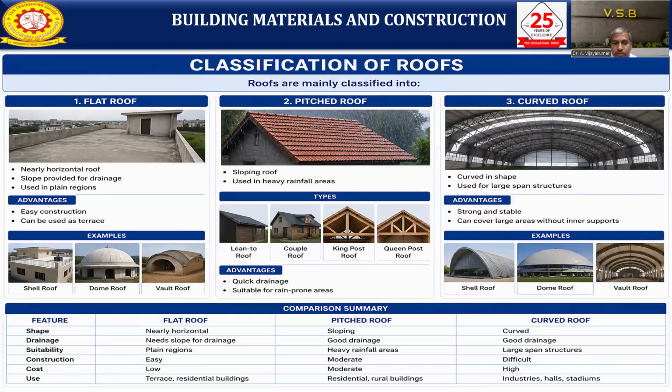For uses, terraces and residential buildings can use the flat roof. Residential and rural buildings use the pitched roof. Industrial halls and stadiums, also for appearance purposes, can use the curved roof.